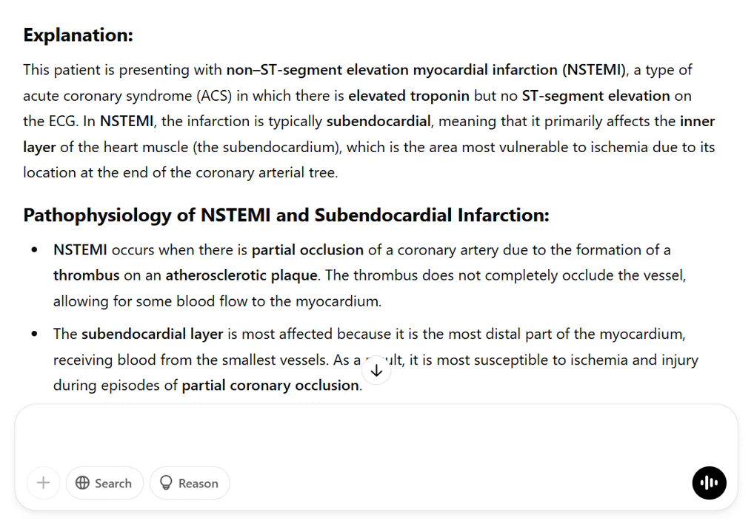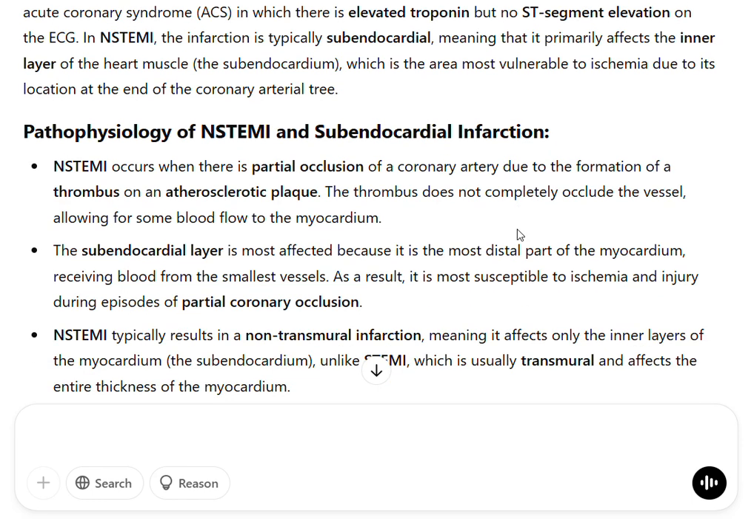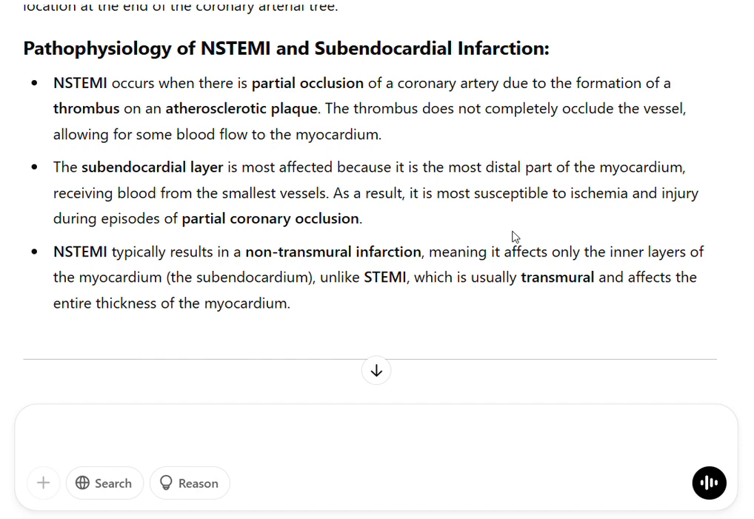Pathophysiology of NSTEMI and subendocardial infarction. NSTEMI occurs when there is partial occlusion of a coronary artery due to the formation of a thrombus on an atherosclerotic plaque. The thrombus does not completely occlude the vessel, allowing for some blood flow to the myocardium. The subendocardial layer is most affected because it is the most distal part of the myocardium, receiving blood from the smallest vessels. As a result, it is most susceptible to ischemia and injury during episodes of partial coronary occlusion.